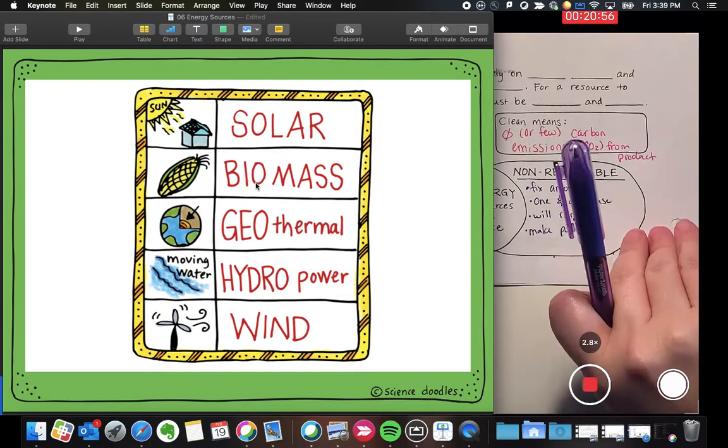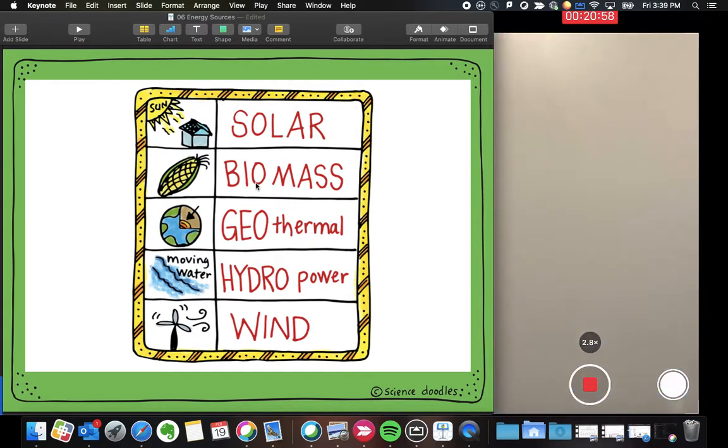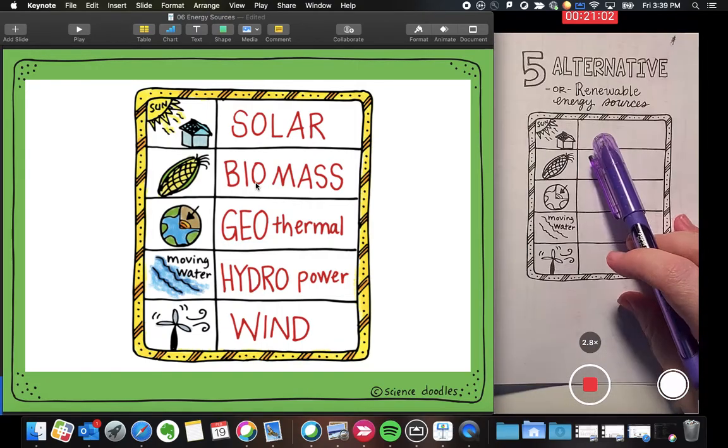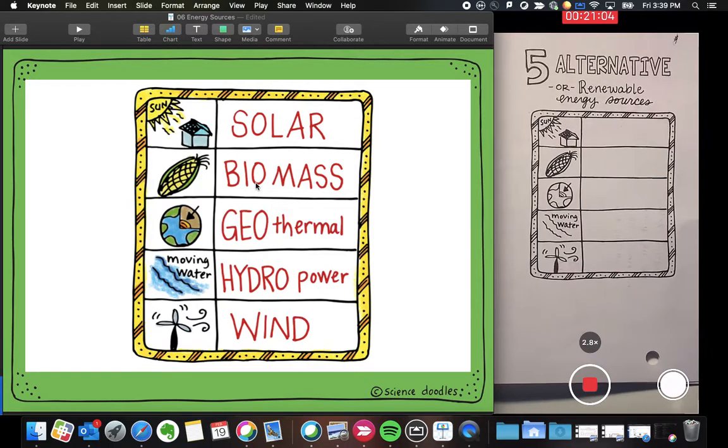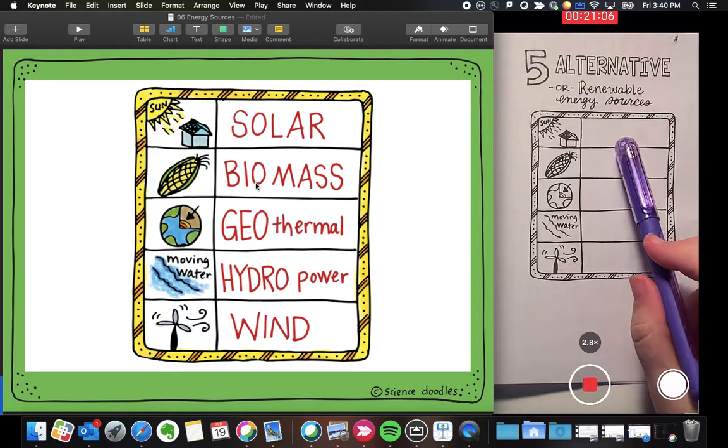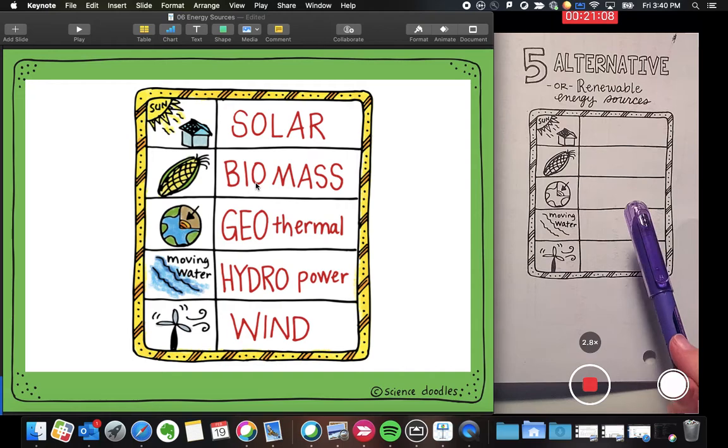Last but not least, this is the outside of it. So you're going to label our 5 alternative or renewable resources. So the first one, solar, biomass, geothermal, hydropower, and wind. And that's where we're going to stop.